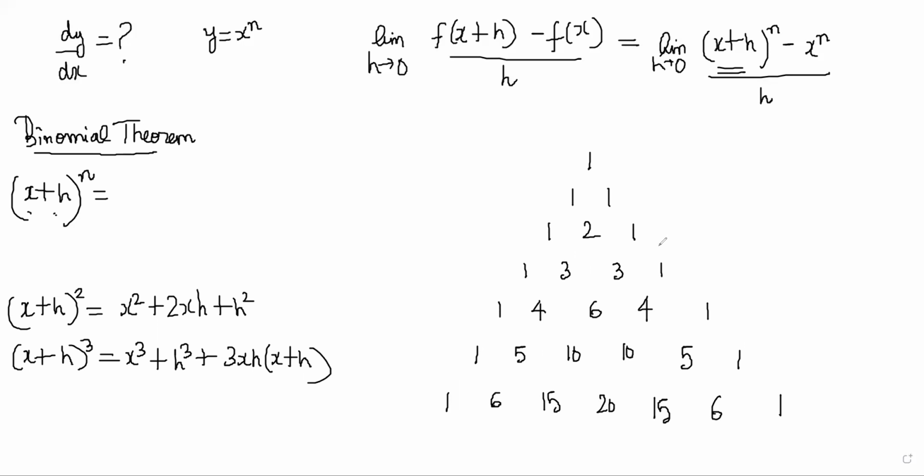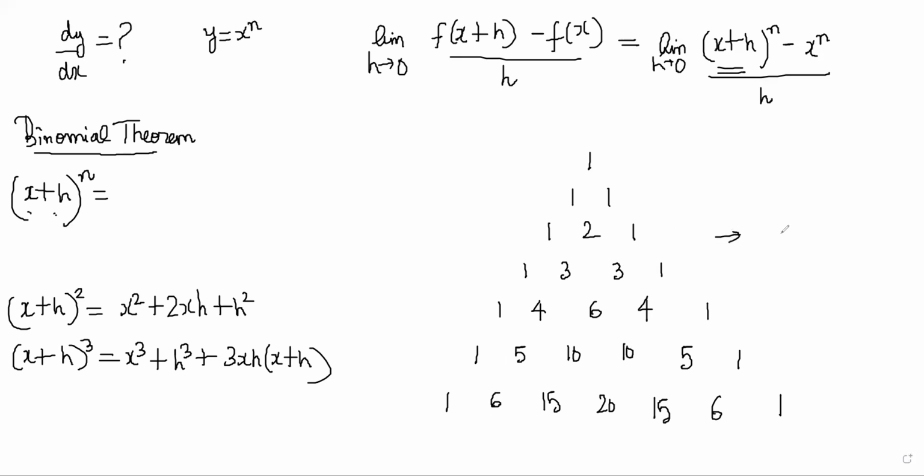The first and last of each row is 1, and each term in between comes from the sum of the upper two terms to the left and to the right. Yes, sir. So 3 is coming because 1 plus 2, 2 plus 1 is also 3. 1 plus 3 is 4, 3 plus 3 is 6, and like this, right? Yes, sir. Now these terms are coefficients.